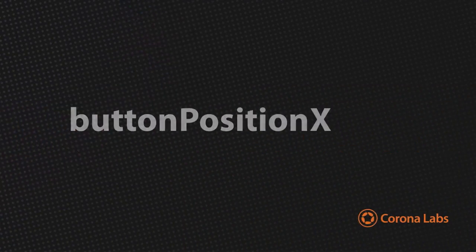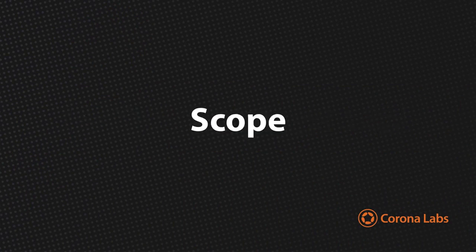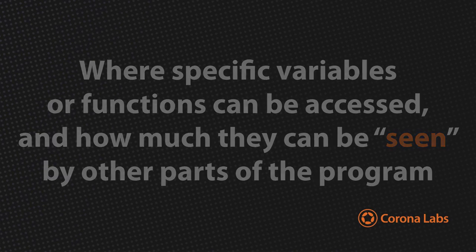In the variables video, we talked about how to create and assign values to placeholders that can be used throughout our program. In this video, we'll learn about scope and how it affects where and how you should assign those values. Scope is a term used to describe where specific variables or functions can be accessed and how much they can be seen by other parts of the program.